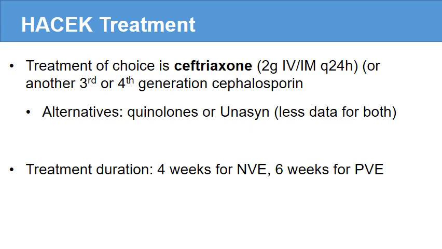And thus we use ceftriaxone, the 3rd generation cephalosporin. The dose is 2 grams IV or IM every 24 hours, whereas the dose for Enterococcus was 2 grams every 12 hours. An alternative would be something like a quinolone or Unasyn, but those are just hypothetical alternatives. Stick with ceftriaxone as long as it's susceptible and unless the patient has some type of serious allergy that would preclude the use of ceftriaxone.